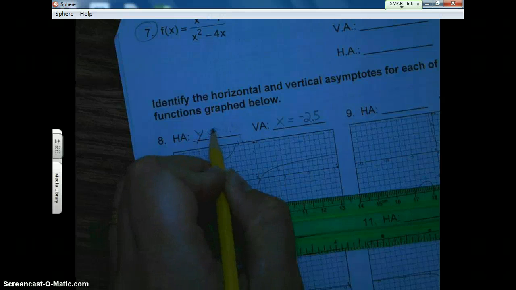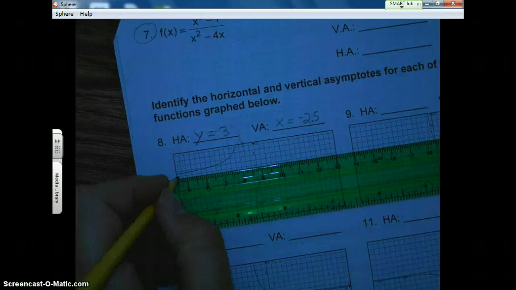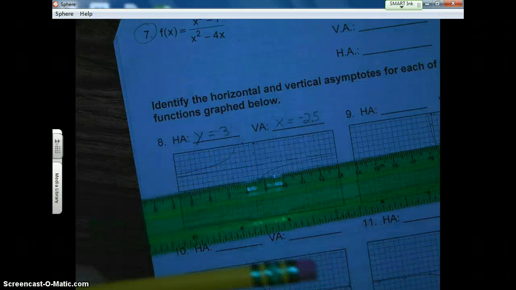So this one's going to be up 1, 2, 3. So y equals 3 looks like a good spot. Oops, dash line. Don't forget to do your dash line.